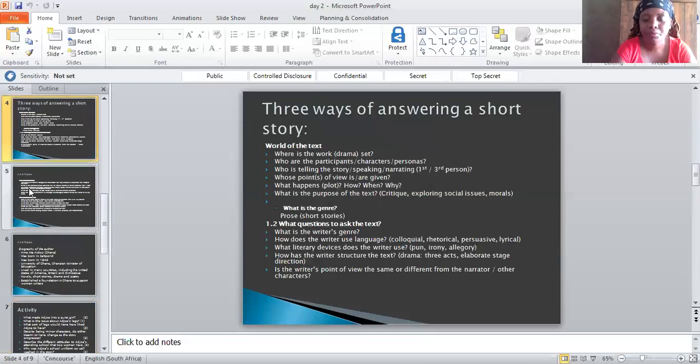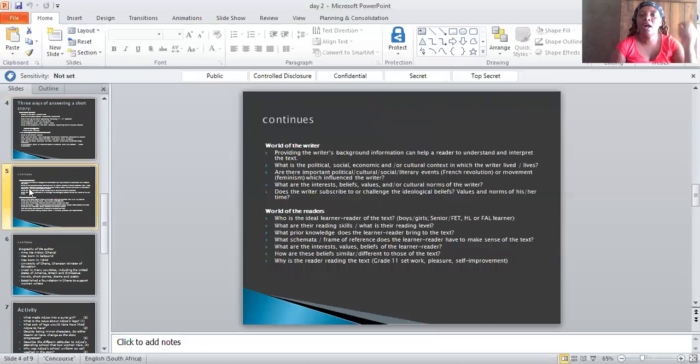Now, the second world is the world of the writer. The world of the writer provides the writer's background information that can help a reader to understand and interpret a text. What is the political, what is the social, what is the economic and cultural context in which the writer lived?